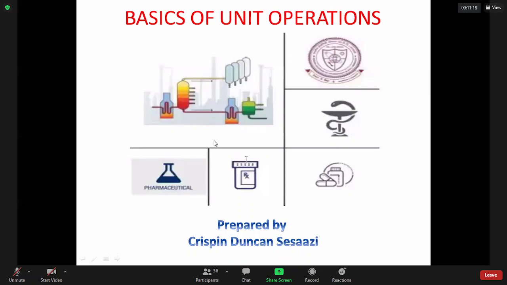Anyway, so today we are going to handle basic unit operations, and these operations work not only in pharmaceutical industries, but even in other types of industries. So we are going to see what are the operations or the processes that we actually do.